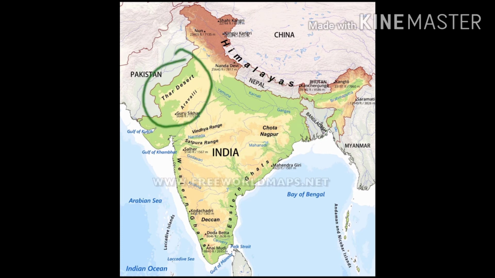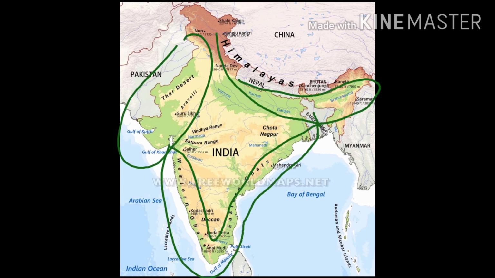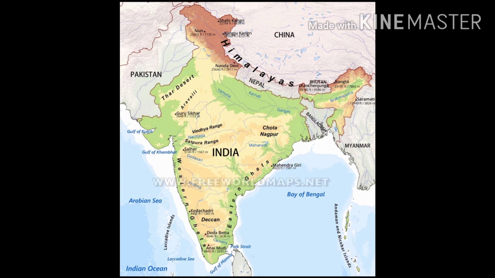Third landform is Thar desert. It is on the west side of India. This part of India is known as Southern Plateau. It is also known as Peninsular Plateau. Children, you can see some green color on the map. That side indicates coastal plains and islands.